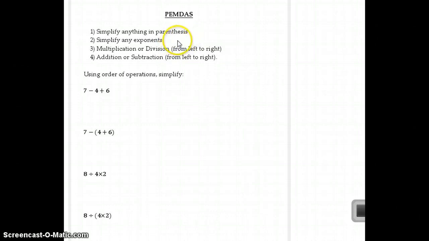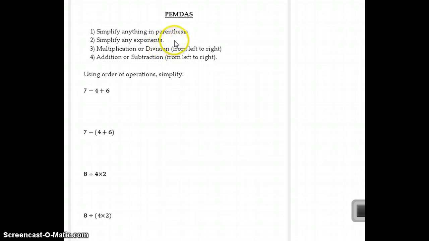The second thing is E, exponents. So if there is an exponent, we will take care of that. An exponent also includes square roots. So kind of think about that, although sometimes we might even want to think about a square root sign as a parenthesis, so there's a little bit of a gray area there, but that will get you going.